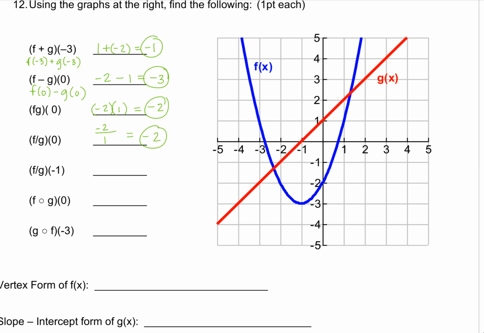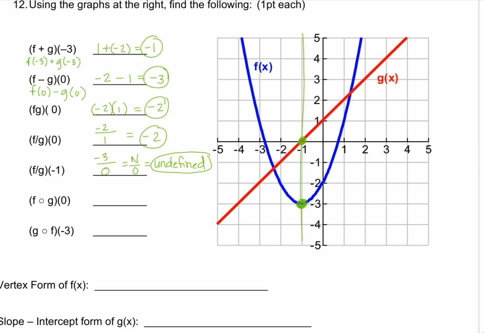And now I'm looking at f divided by g of negative 1. So again, I draw my line at negative 1. Let's see, f has an answer of negative 3. G has an answer of, well, 0. Ooh, if I remember correctly, a number over 0 is a no, so it is actually undefined, which is my answer.